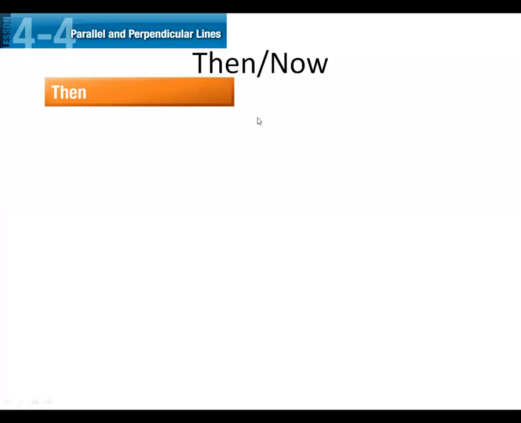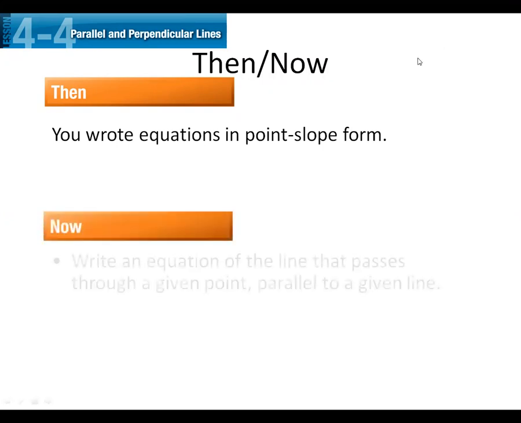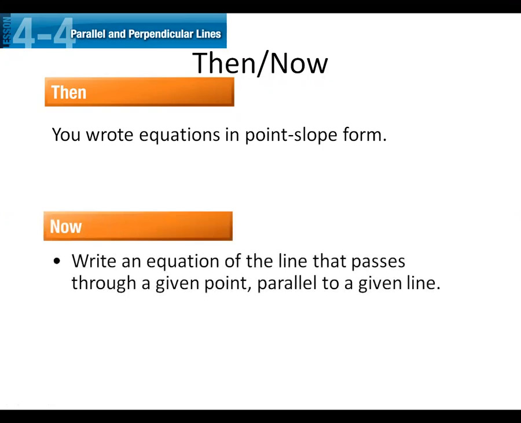All right, everyone, we're back with section 4 of chapter 4, parallel and perpendicular lines. So previously, we wrote equations in point slope form. We also did standard form and slope intercept form. So now what we're going to do is write an equation of the line that passes through a given point parallel to a given line.